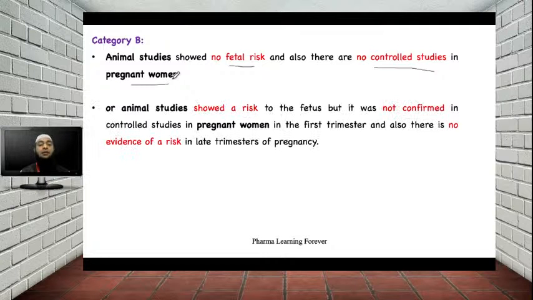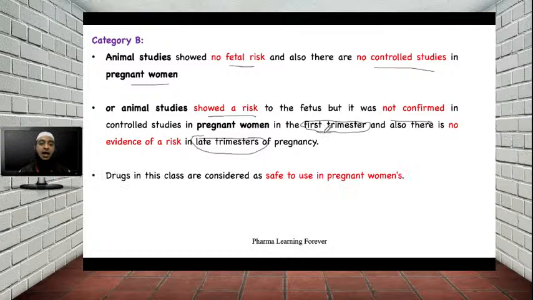Likewise, sometimes animal studies show a risk to the fetus, but it was not confirmed in controlled studies in pregnant women in the first trimester of pregnancy, and there is also no evidence of risk in the late trimester of pregnancy. So in both cases, animal studies show the risk, but there is no confirmation in pregnant women, in either the first trimester or the last trimester of pregnancy.